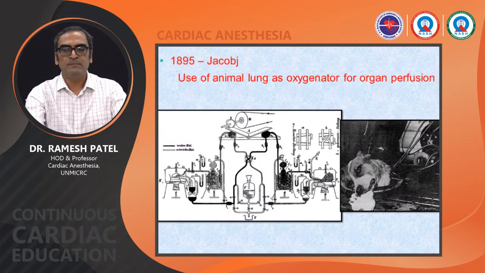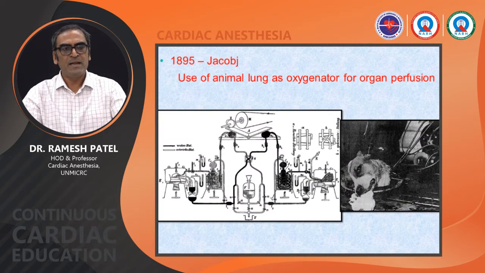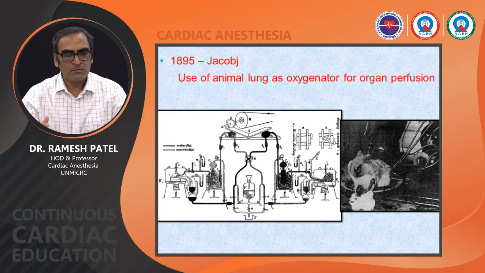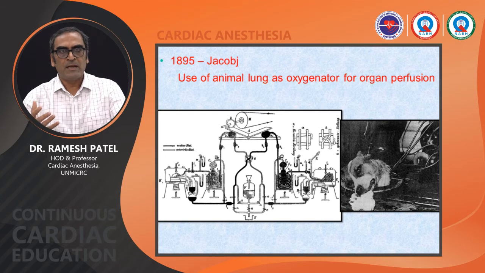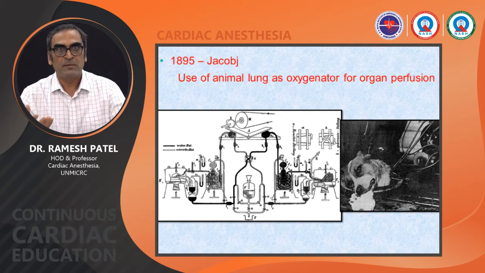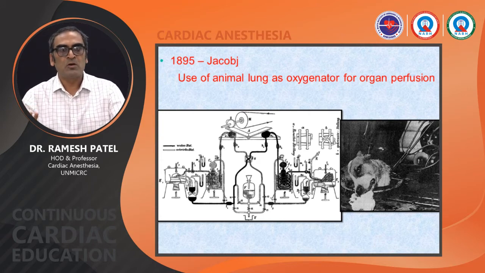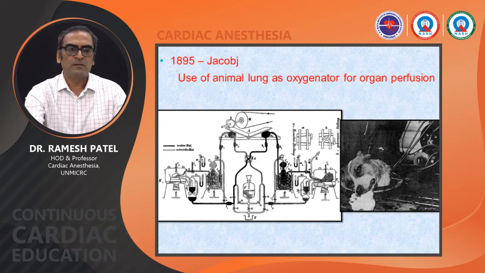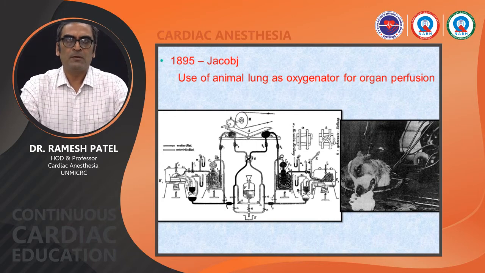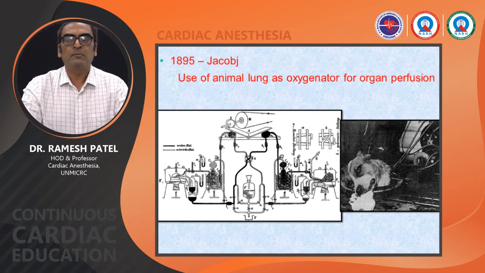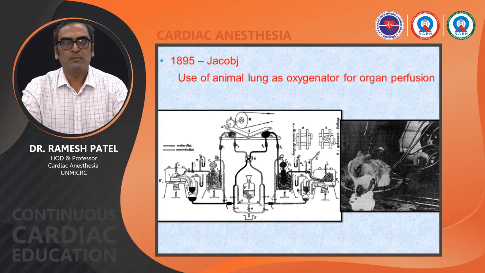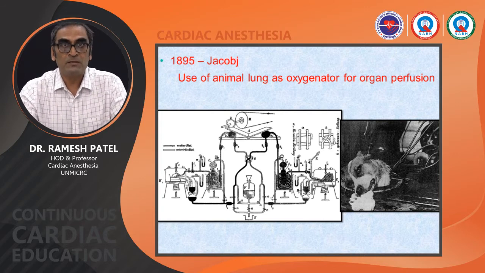In 1895, Jacobj observed that the guillotined head of a dog survives for a few hours if it is perfused with oxygenated blood from another dog's lung. So this is very, very important: a guillotined head of a dog, when perfused through the carotid artery, survived for a few hours.